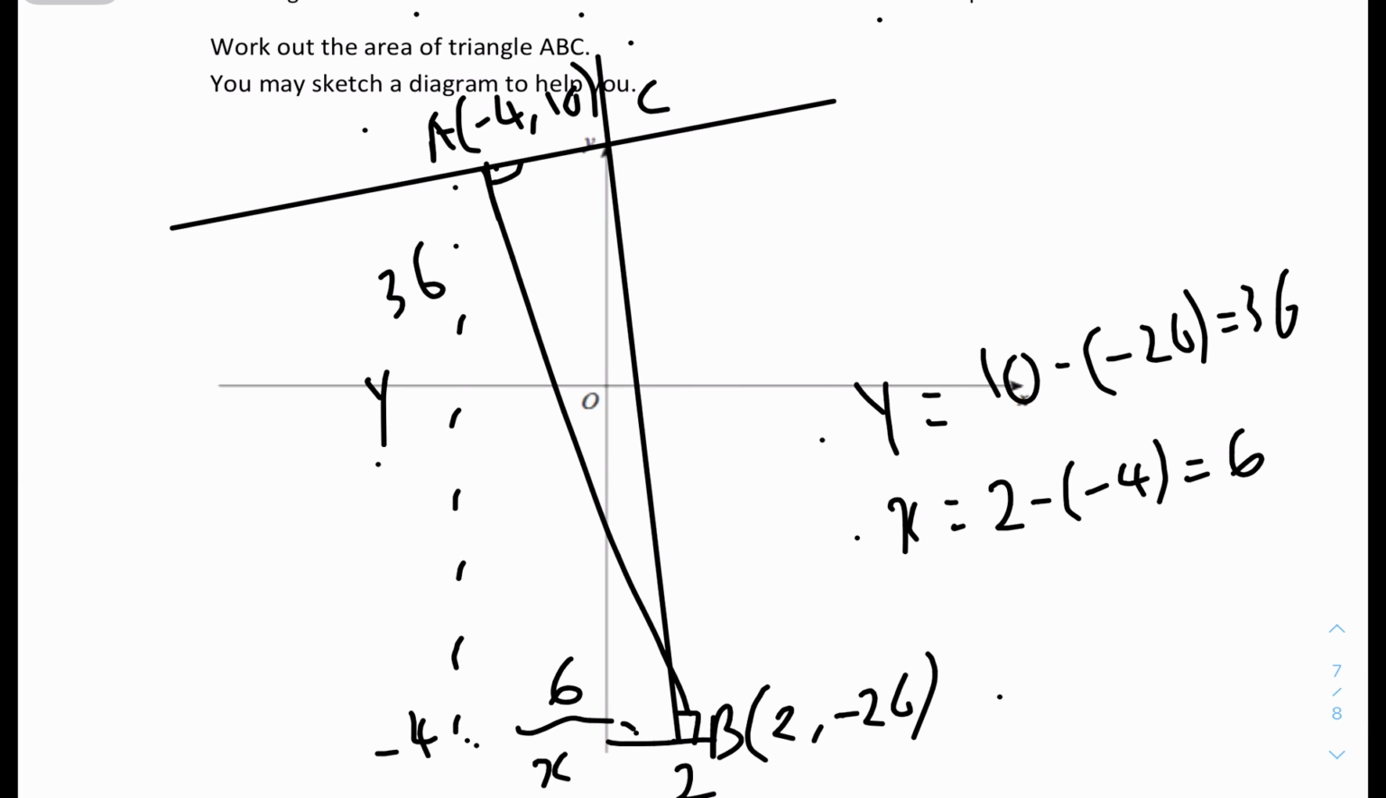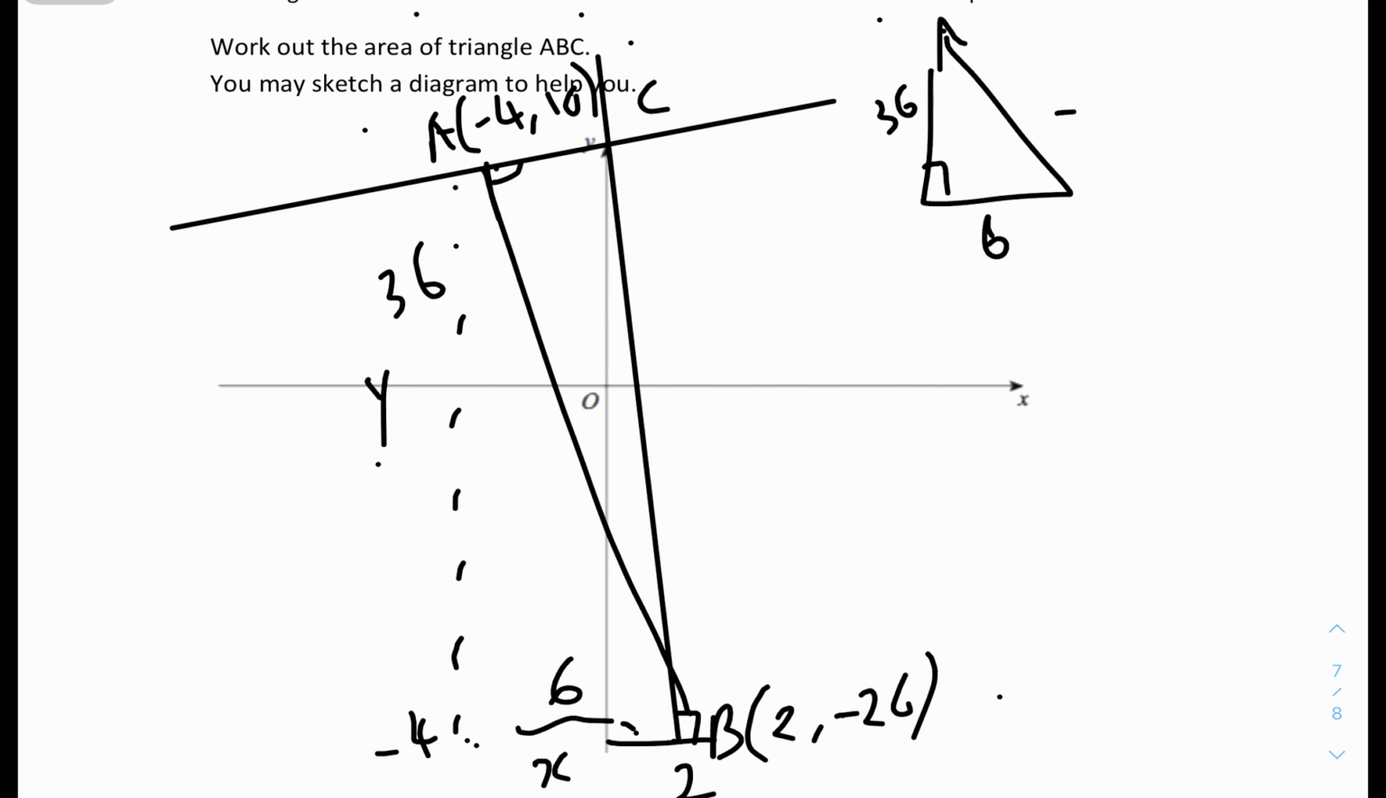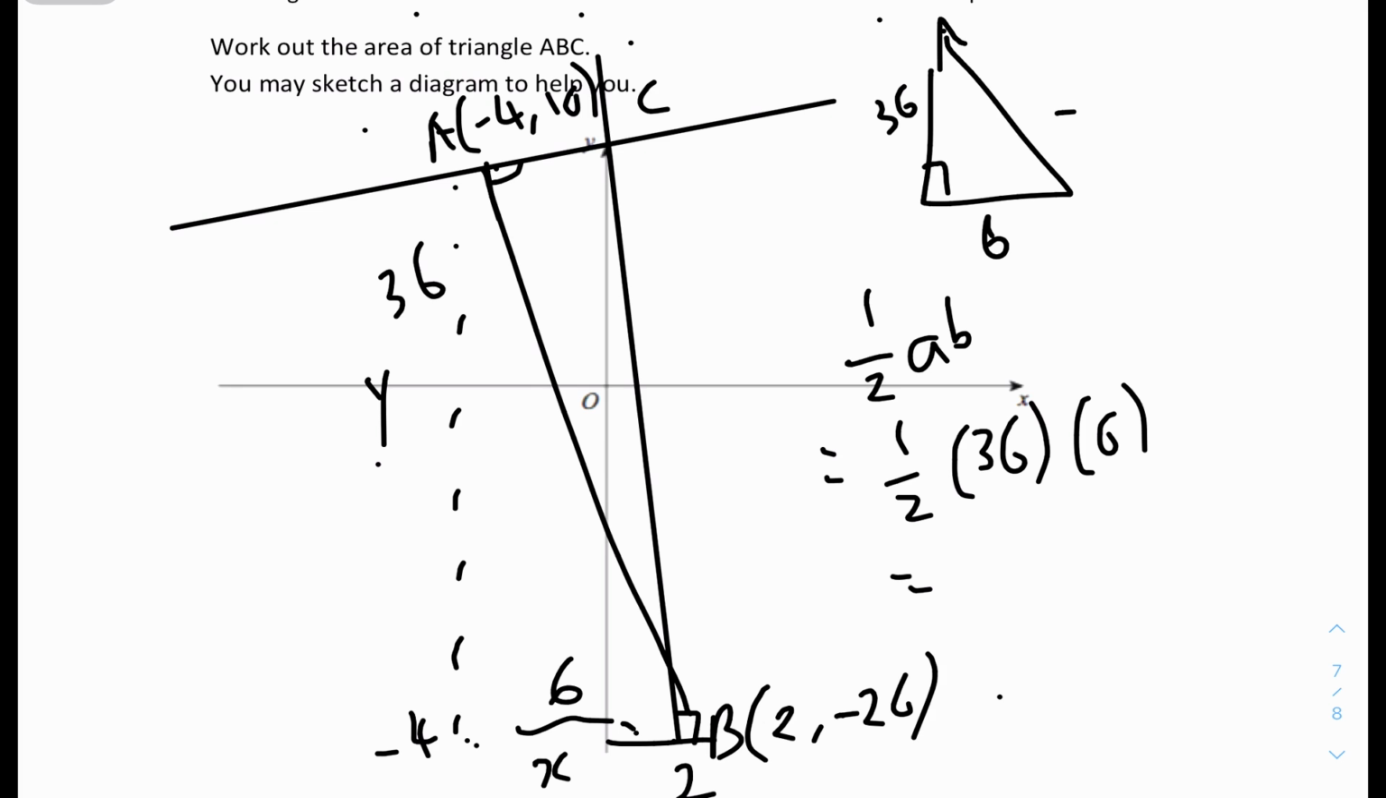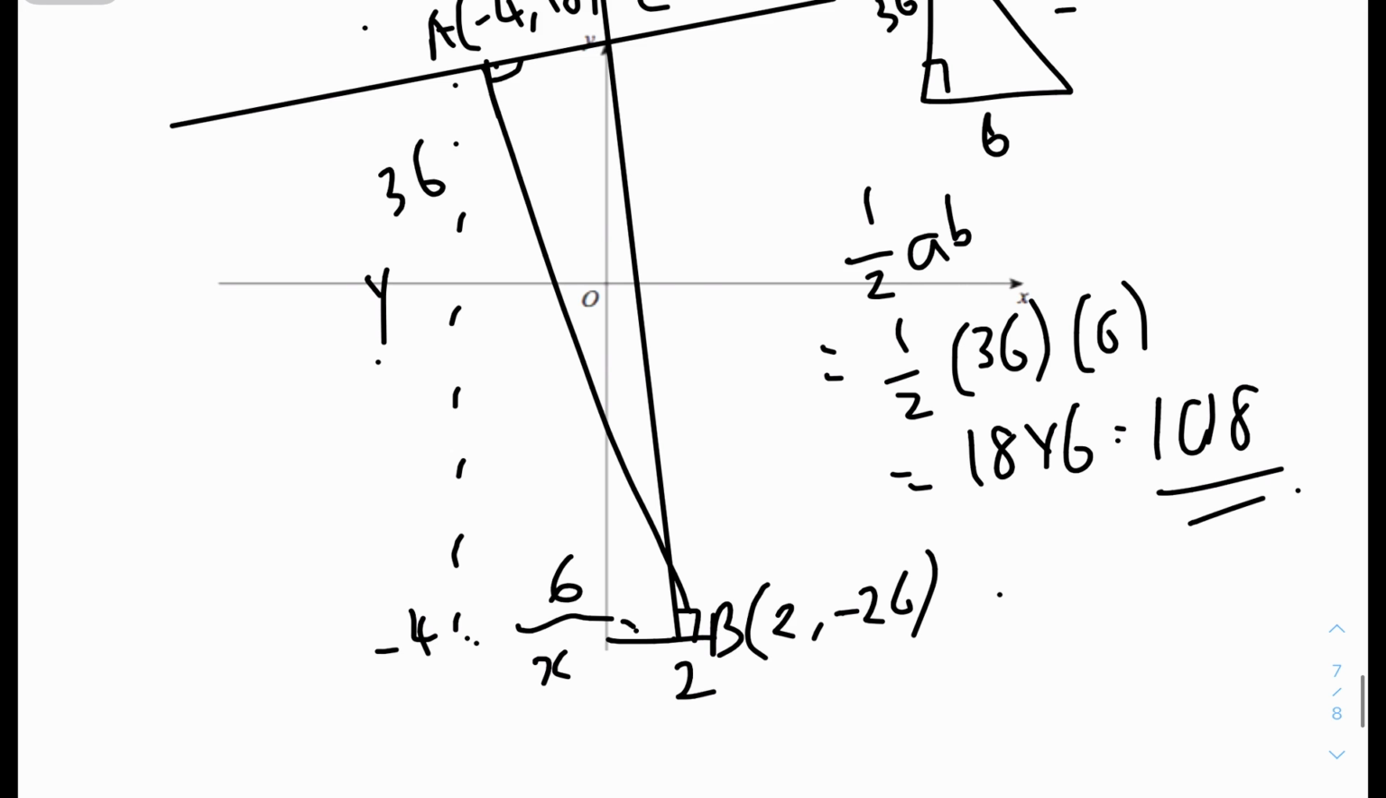You basically have a triangle where, let's just flip this, here's 36 and here's 6. So now you just find the area of a triangle by doing half base times height. So it will be half times 36 times 6. And let's just half 36, you get 18. 18 times 6, and if you put it into the calculator, you get 108. Therefore, this is the final answer of 108 units.